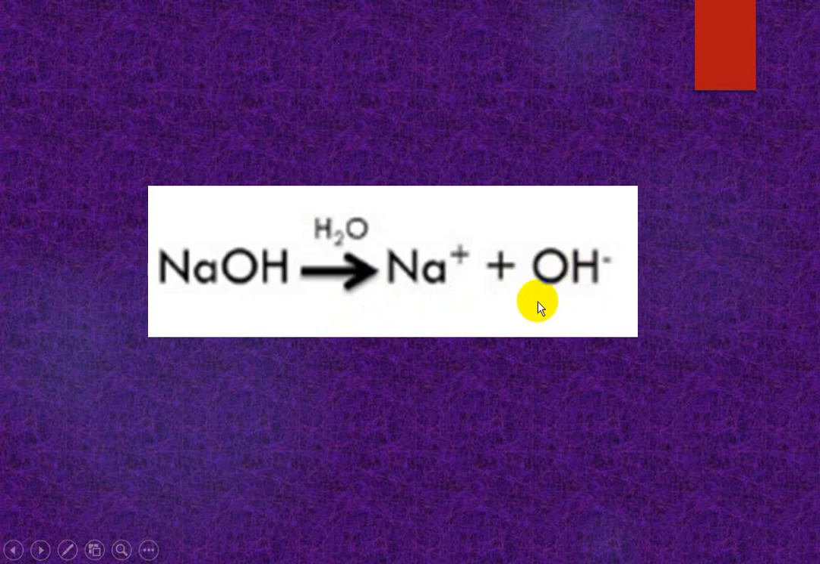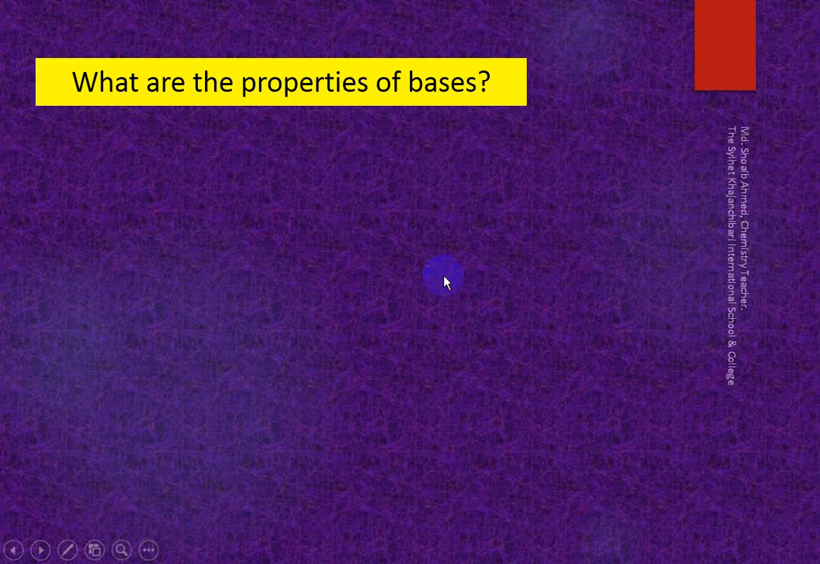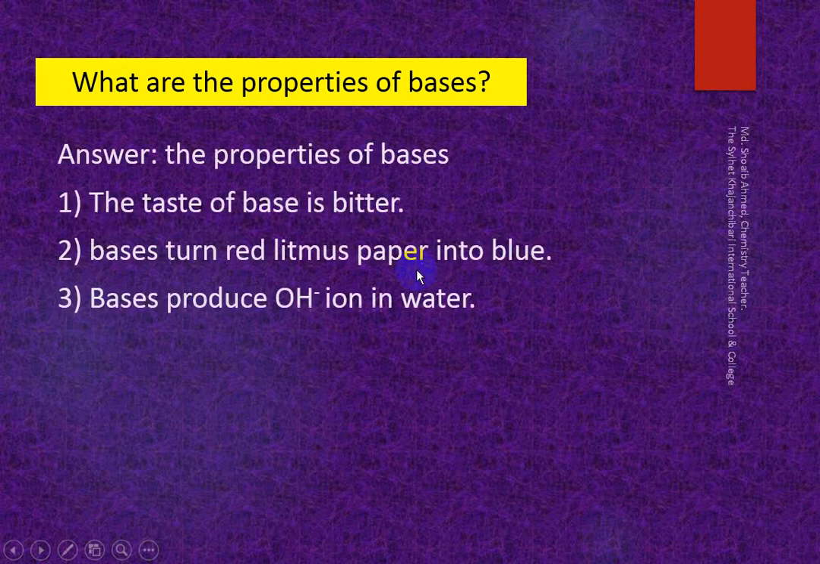These are the three properties of bases. What are the properties of bases? The taste of a base is bitter. A base turns red litmus paper into blue. A base produces hydroxide ions in water.